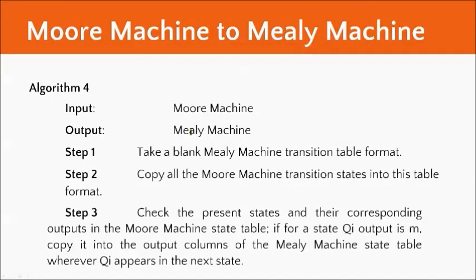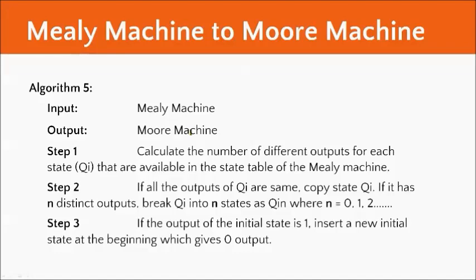So this is the algorithm. Input is Moore machine, output is Mealy machine. Step 1, take a blank Mealy machine. Step 2, copy all the Moore machine transition states. Step 3, check the present states and their corresponding outputs in the Moore machine.